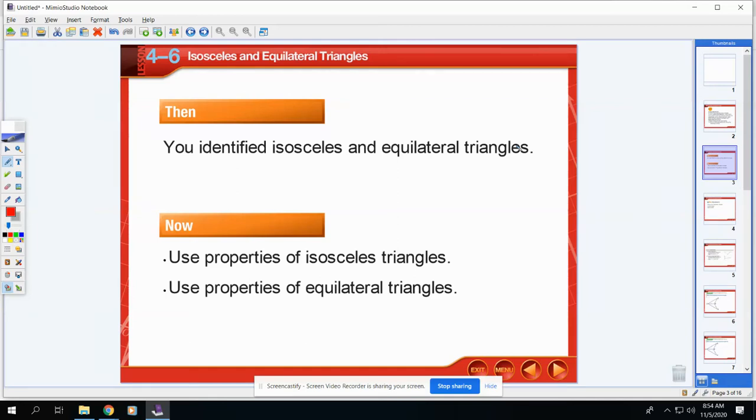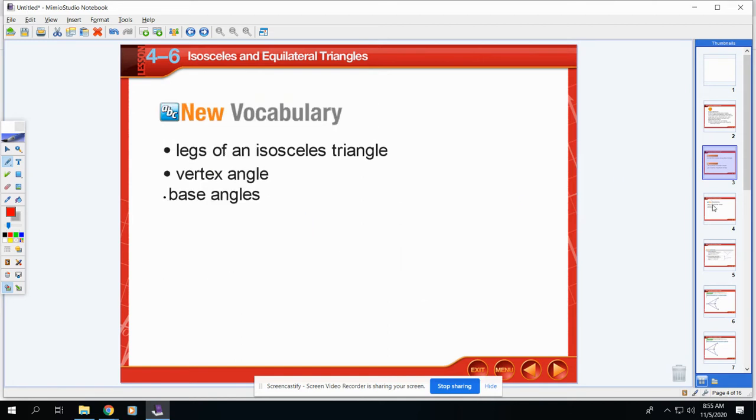Okay, let's go ahead and start talking about our lesson today, 4.6, isosceles and equilateral triangles. Our I can statements for today are: I can use properties of isosceles triangles, and I can use properties of equilateral triangles. So let's talk about some of the terms that we want to use today. The first one here is legs of an isosceles triangle.